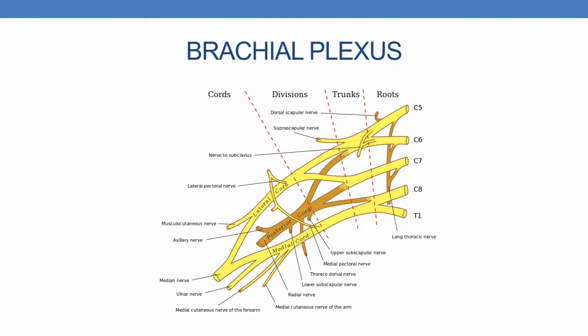And then from here, a variety and a large group of associated peripheral nerves split off. For our purposes, most importantly, the posterior cord gives rise to the axillary nerve and the radial nerve. The lateral cord gives rise to the musculocutaneous nerve and the median nerve. The medial cord also contributes to the median nerve, and then also gives rise to the ulnar nerve.